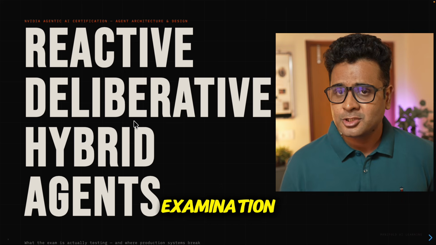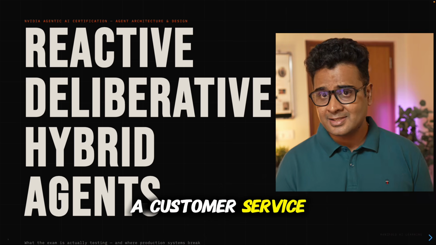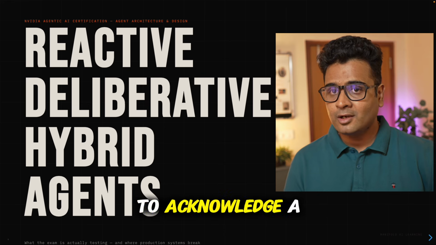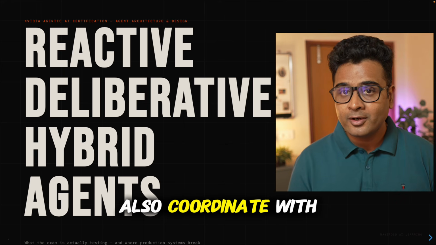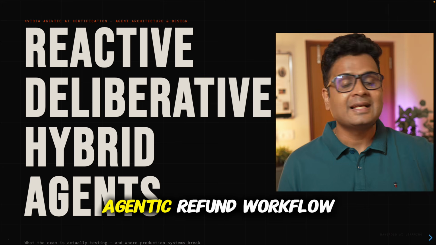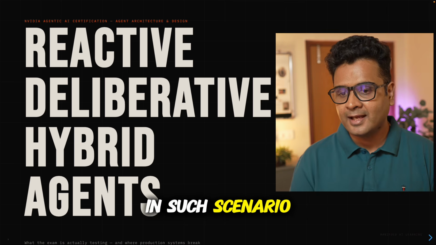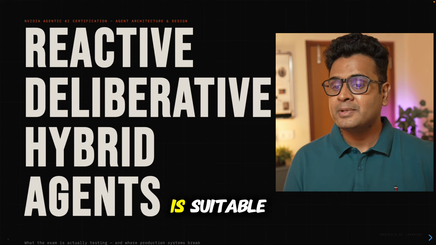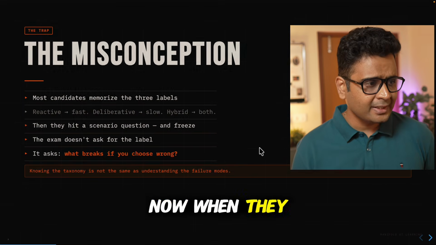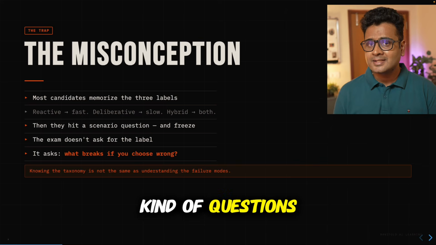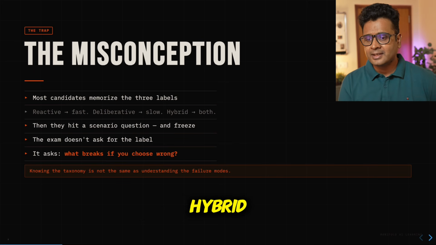Now, in the examination, they get hit with a question that says: you're designing a customer service agent that has to acknowledge a user message under 500 milliseconds, and it should also coordinate a multi-step agentic refund workflow across three backend services. In such a scenario, which architecture type is suitable and why? When they look at these kinds of questions, they freeze, because the answer is not just about hybrid.